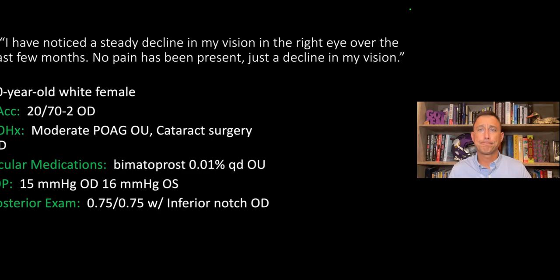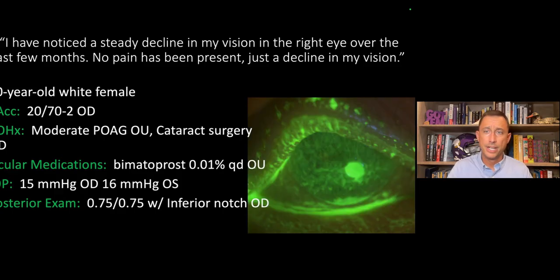right eye here. They had a decline in vision, and then this is what your slit lamp exam looked like. So you put some vital dye in the eye. You can see that they have a lesion present, and it's fairly close to the visual axis. So this would be a patient that I likely would culture.